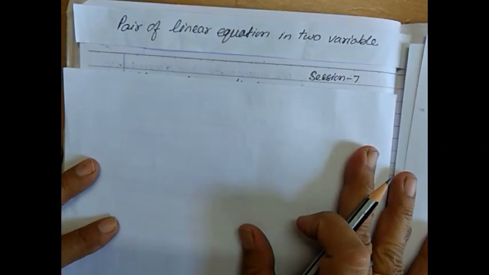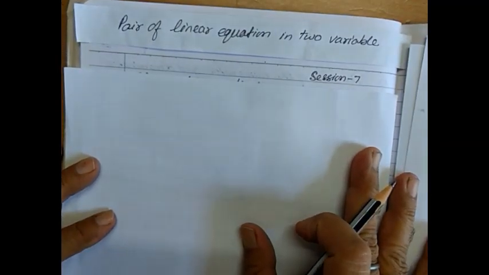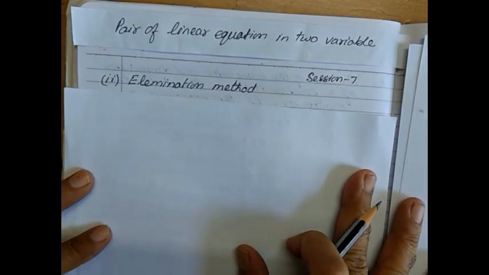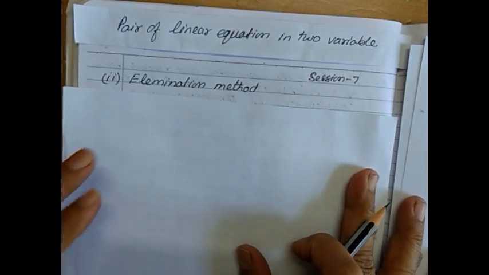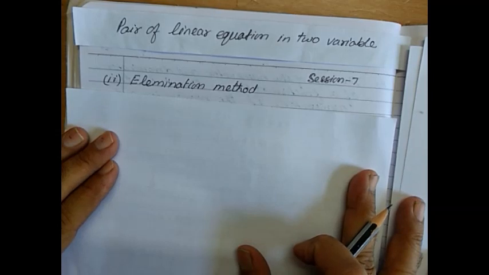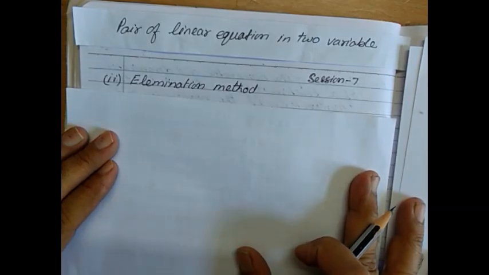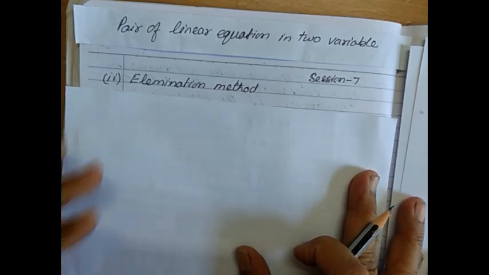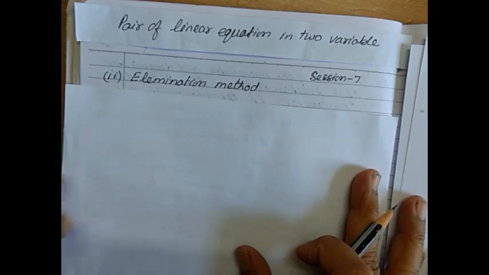In the previous session we have used the substitution method to find out the values of x and y, or the values of the variables in the given pair of linear equations. Now in this session we will be solving a pair of linear equations by the elimination method. Now what do we mean by the elimination method? Here we will be eliminating one of the variables from a given pair of linear equations and finding out the value of the other variable.